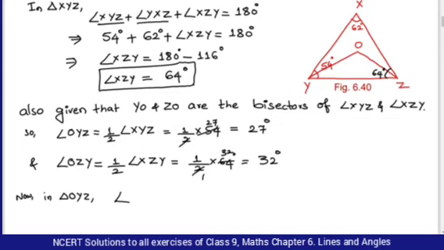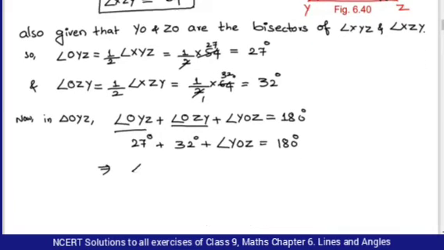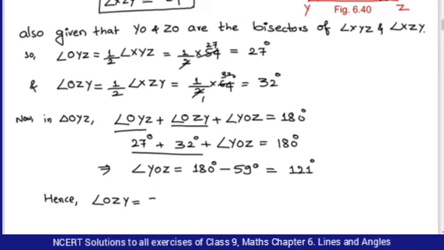Now, in triangle OYZ, the sum of the angles in a triangle is equal to 180 degrees. That is, angle Y plus angle Z plus angle O is equal to 180 degrees. That is, 27 plus 32 plus angle YOZ is equal to 180 degrees. Then angle YOZ is equal to 180 minus 59. 27 plus 32 is 59. Then 180 minus 59 is 121 degrees. So angle YOZ is equal to 121 degrees. Hence we got angle OZY is equal to 32 degrees and angle YOZ is equal to 121 degrees.